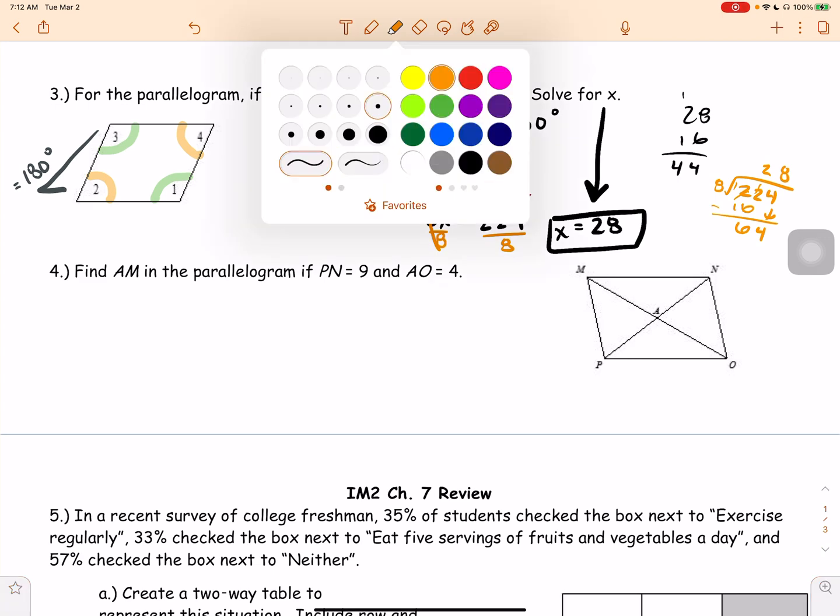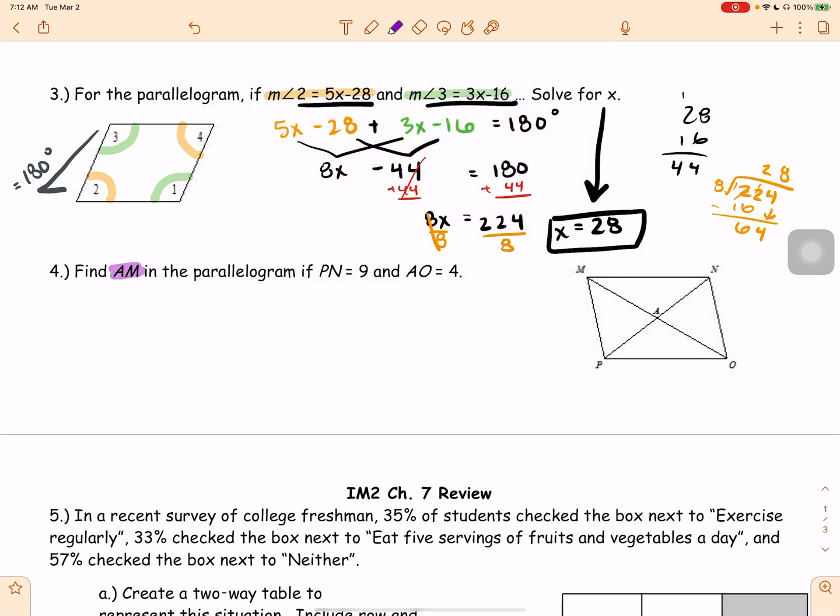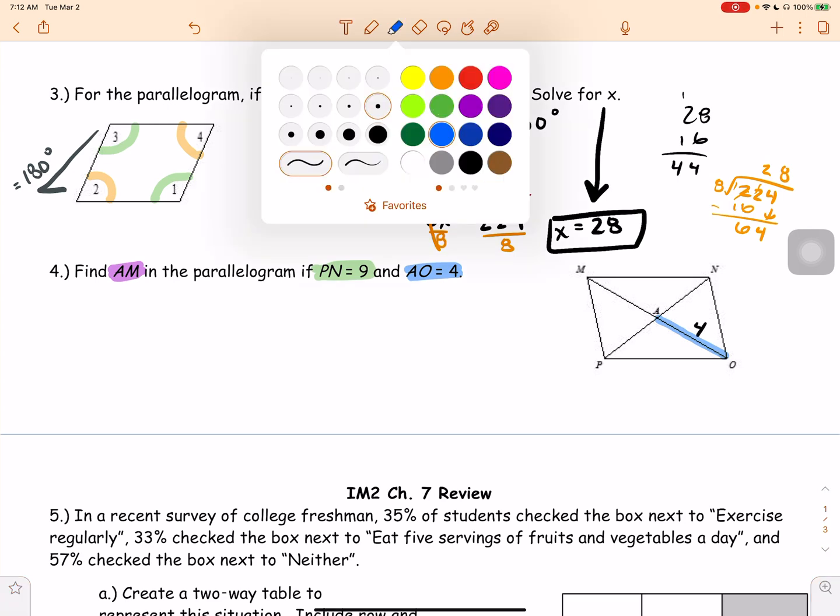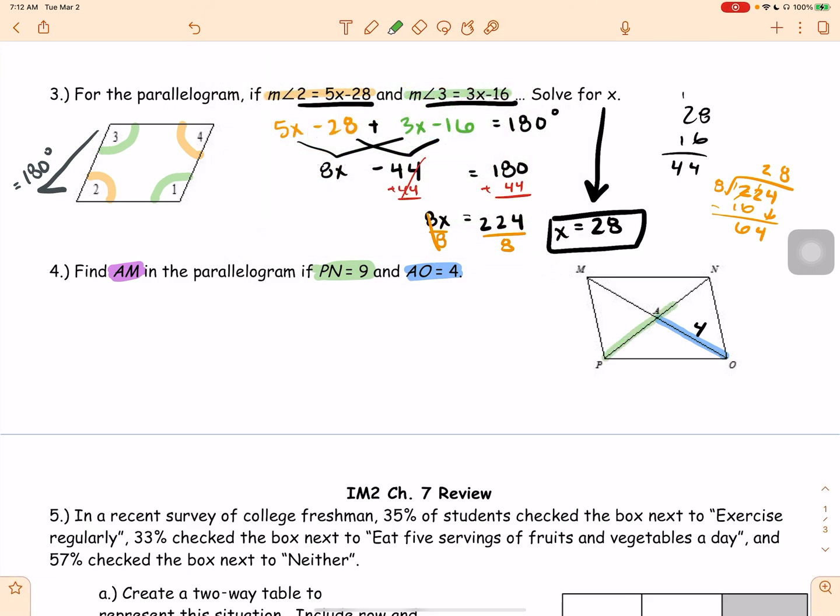All right, so number 4 says solve for AM in the parallelogram if PN equals 9 and AO equals 4. So let's label those things here. So we know AO is 4, PN, the whole thing here is 9, and we want to find AM, which is this one here. I'm going to erase that 9 because the 9 does not matter here.